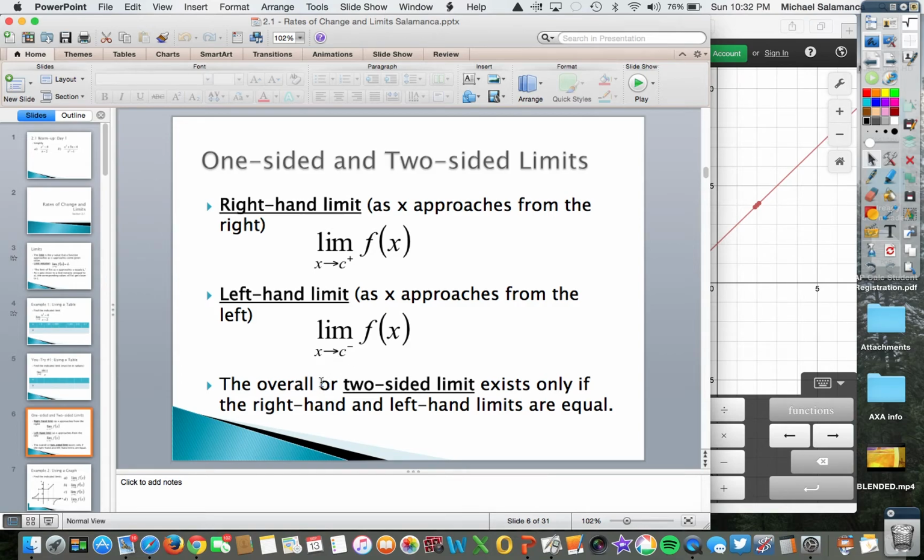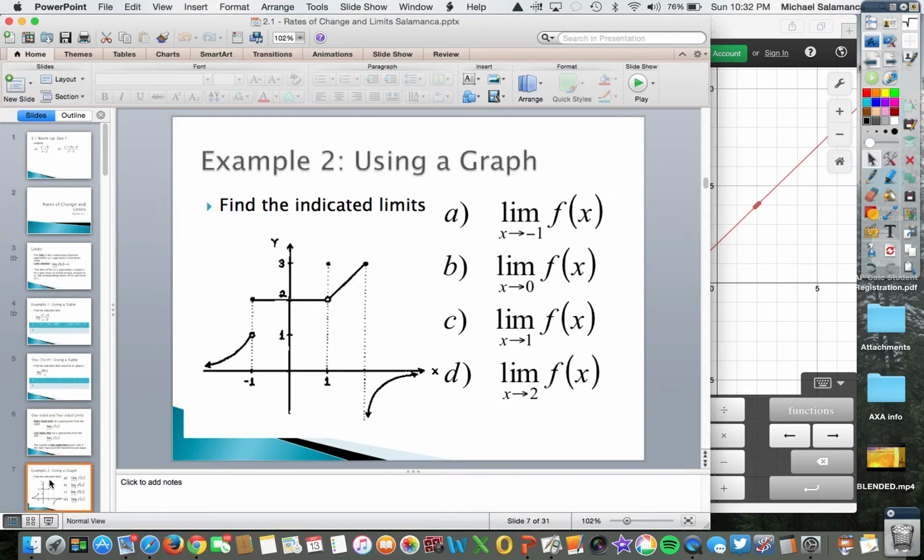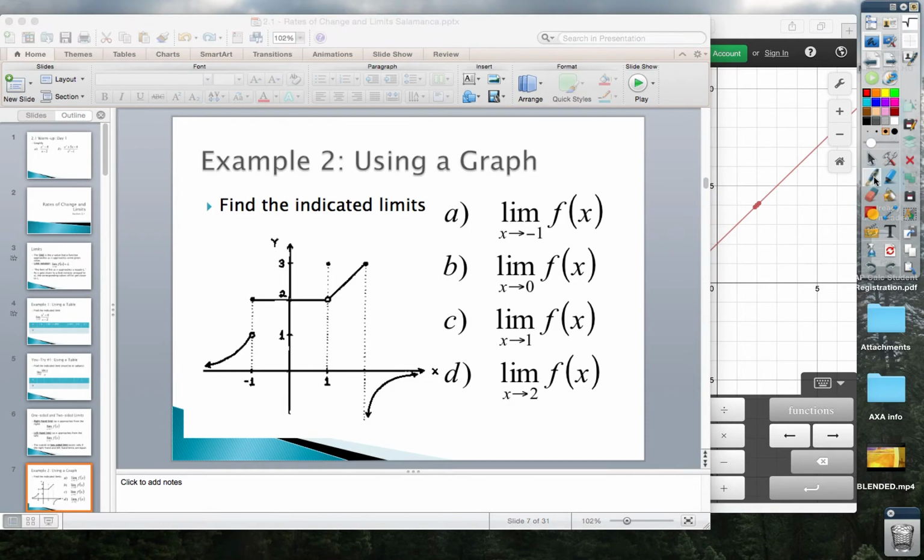Now, it's important to mention that the overall or two-sided limit exists only if the right and left-hand limits are equal. So to simplify that, it means we only have an overall limit for a function if the left side and the right side approach the same value. So let's take a look at this example to make this a little bit more clear.